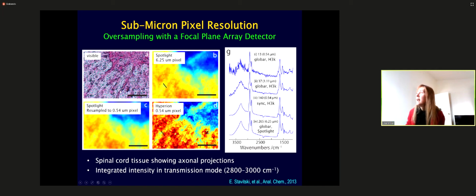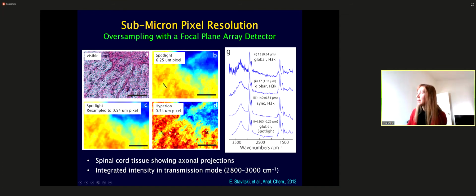And you can see if you take the data with a laboratory-based array detector, you get an image that looks like this, or an image that looks like this if you resample the data. But with the synchrotron we have so many pixels that we can actually oversample, using a 0.5 micron pixel. We're not getting 0.5 micron pixel resolution because of the diffraction limit.